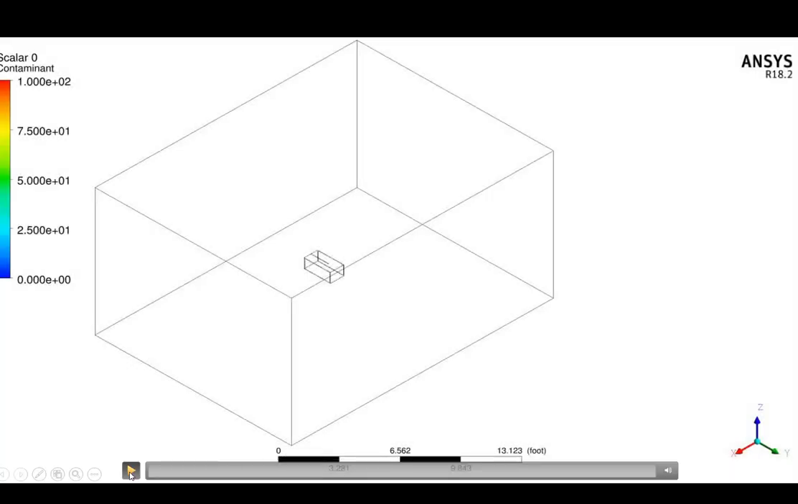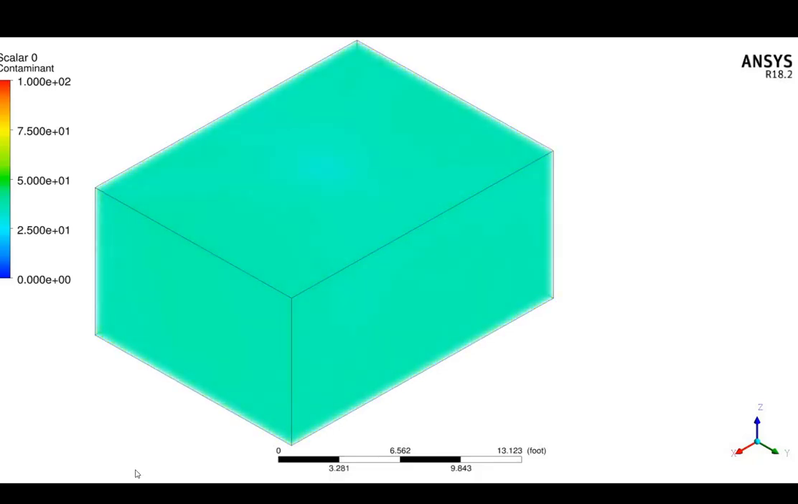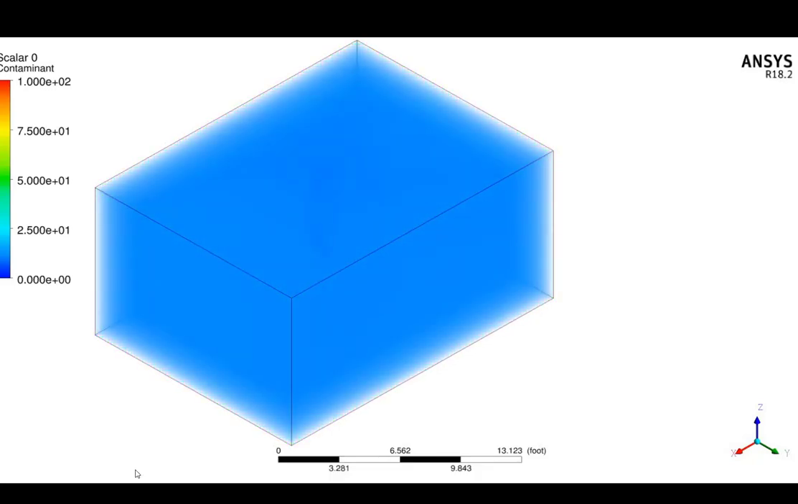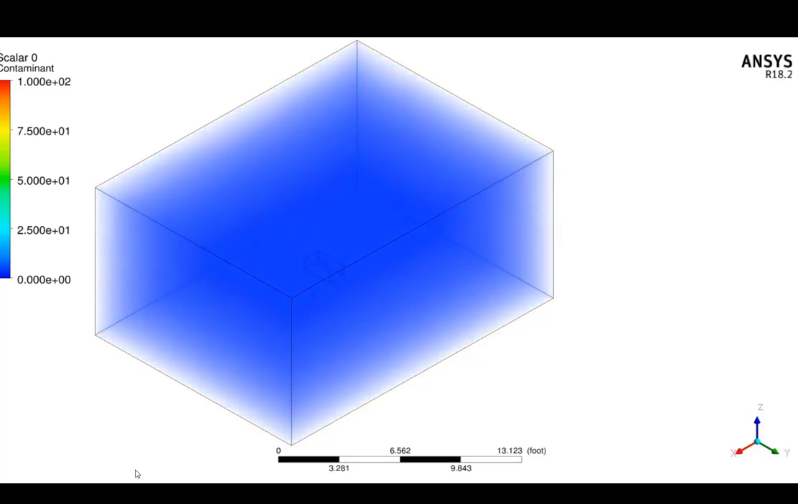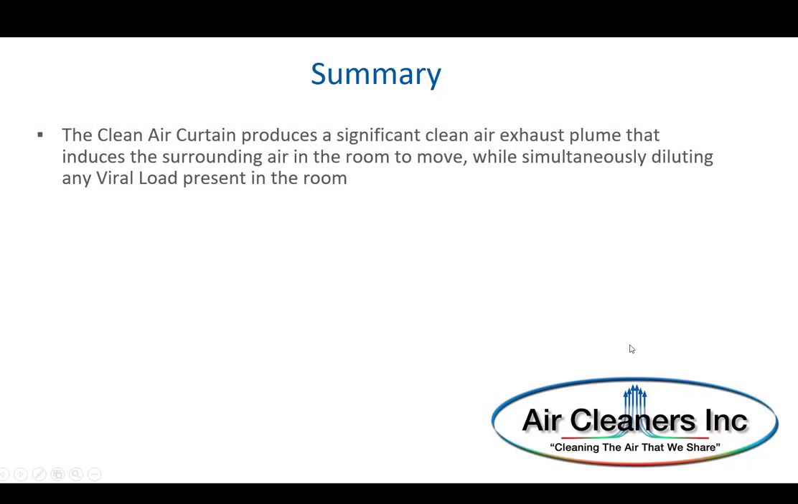This is an animation sequence that shows how that looks as a function of time. We've taken all the various plots and put them together in an animated sequence. This sequence takes place over a 125-minute period, and as you can see, the concentration drops very, very rapidly and then finally is completely eliminated from the room.